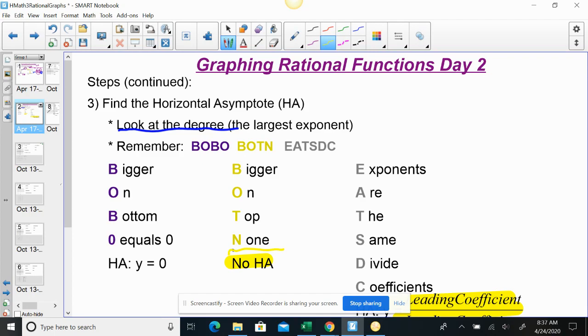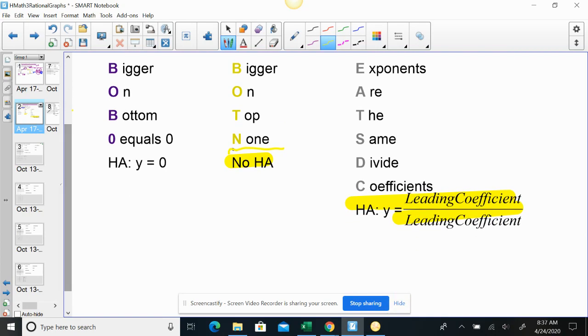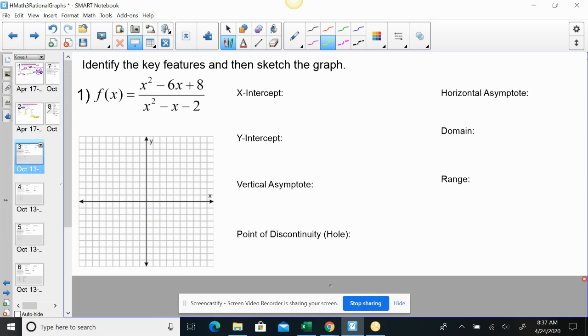EATS DC stands for exponents are the same, so we divide our coefficients. By coefficients, they actually mean your leading coefficient. So you're going to take y equals your leading coefficient divided by your leading coefficient. I am distracted because it keeps setting it on erase, so hopefully this will stop.